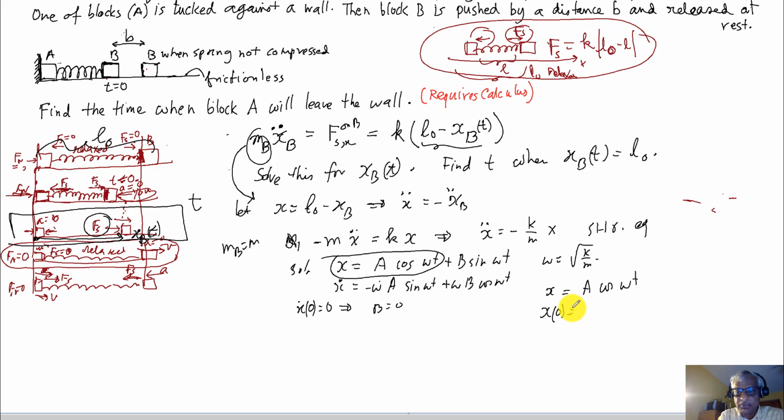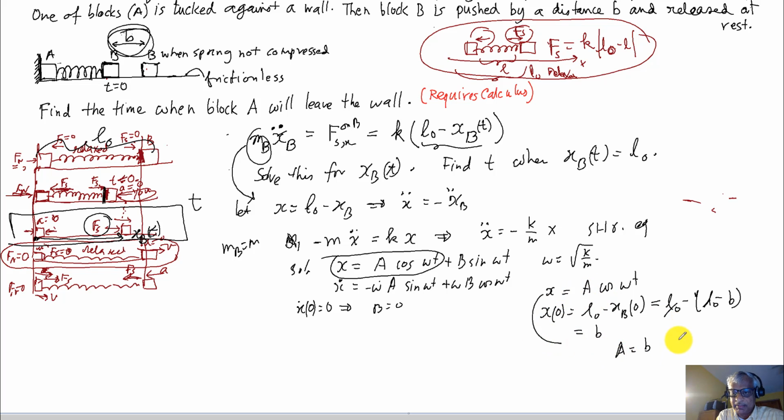x at 0 is L0 minus xb at 0, which is L0 minus wherever xb at 0 was, L0 minus b. So L0 cancels out, and x0 is just b. I could have just read that over there. So if I put this over there, that means a is just b. Okay, so I have a solution.